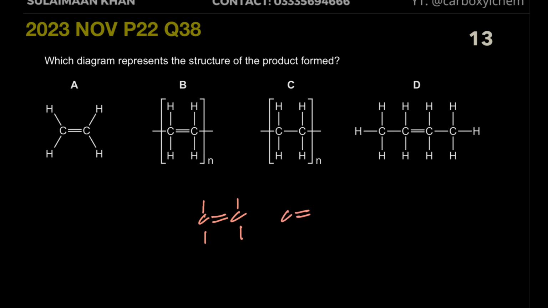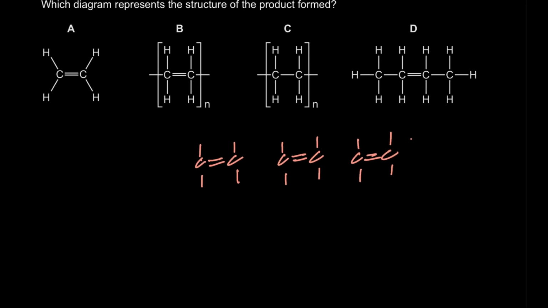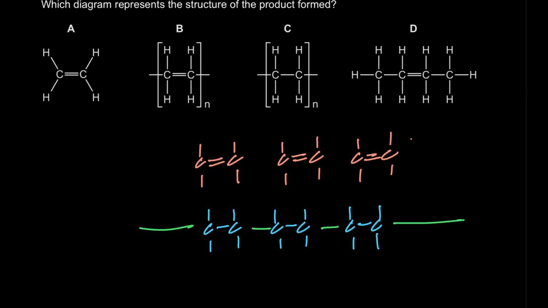So what's going to happen is you have your ethene monomers, and this double bond is going to break, this double bond is going to break, this double bond is going to break, and they're all going to bond with each other, forming a polymer that will look something like this. When the double bond breaks, you just join them, right? So that's joined right here, and these are my connectivity bonds.